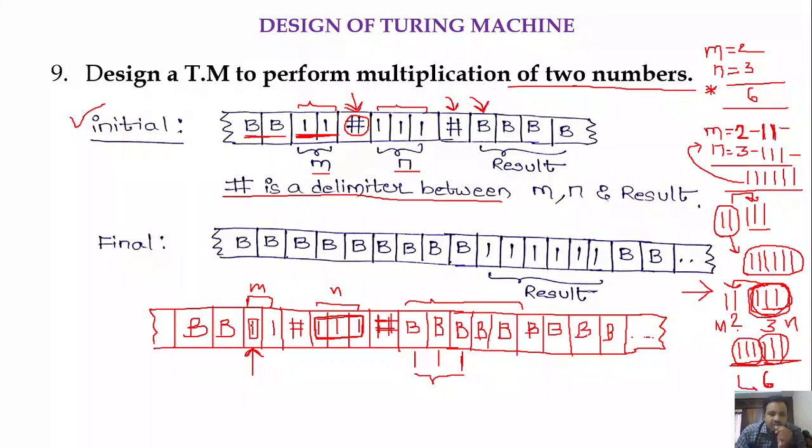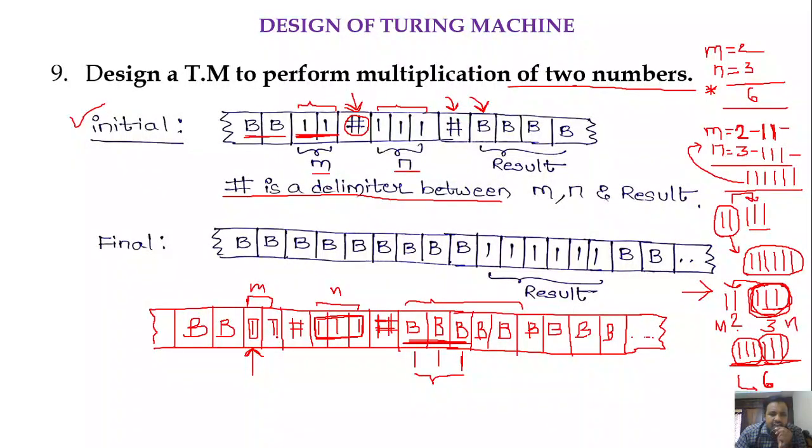Okay, so we have taken the first one in m and we have saved the value of n, that means 3 ones, in the result portion. So we have converted 3 blanks into 3 ones. Next, after that we will move the head towards left.